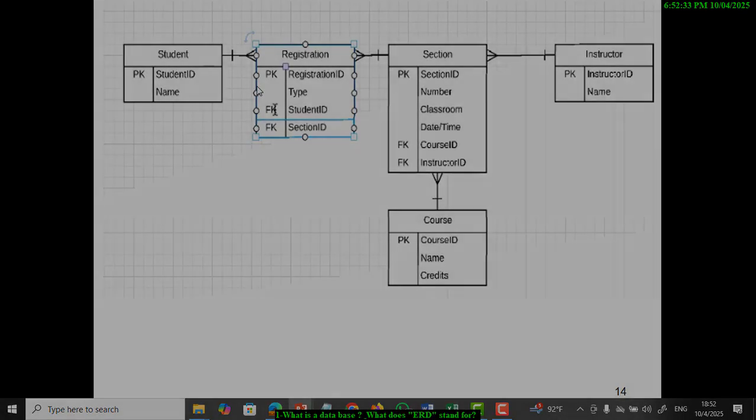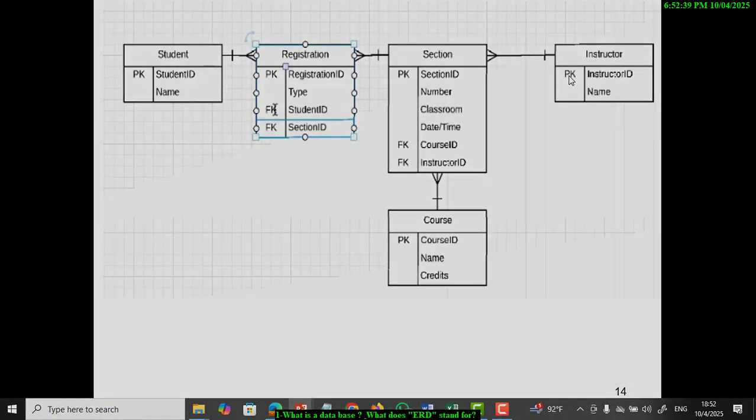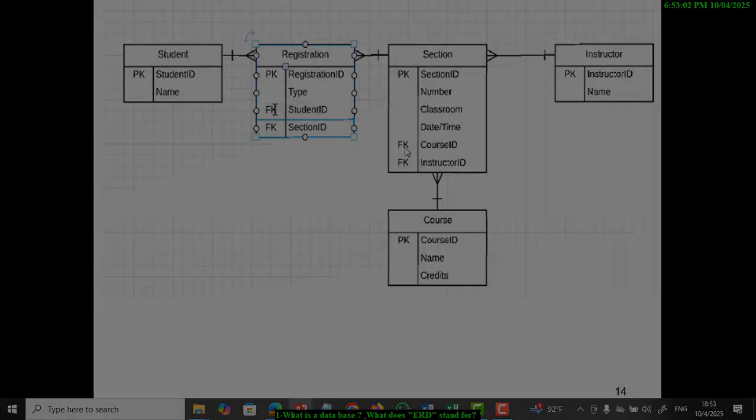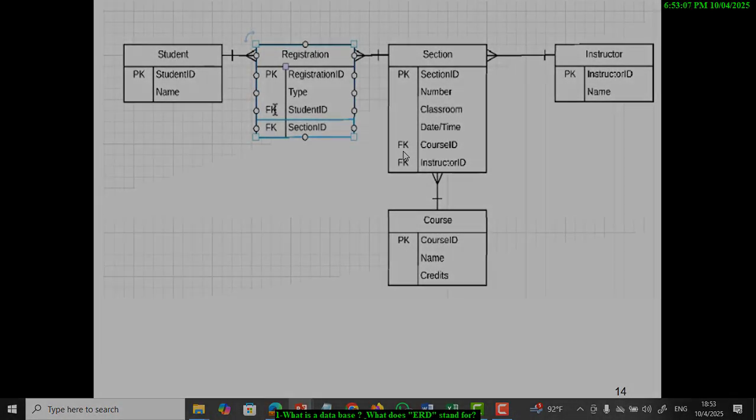Okay, here each table has a primary key. Okay, so primary key, but here in section there are foreign keys, and here a primary key. If there is one to many, then on the side of one there is a primary key, but on the side of many there are foreign keys, maybe one foreign key or maybe more than one foreign key. Okay, this is very important.